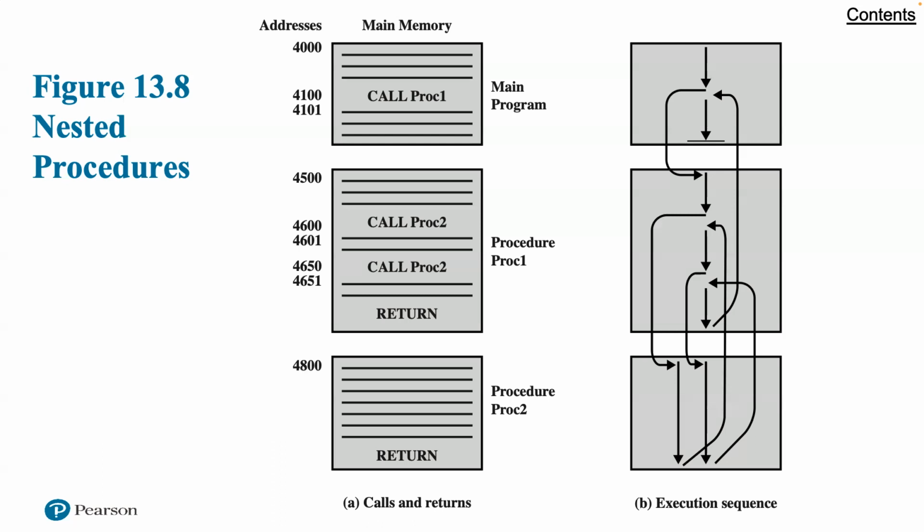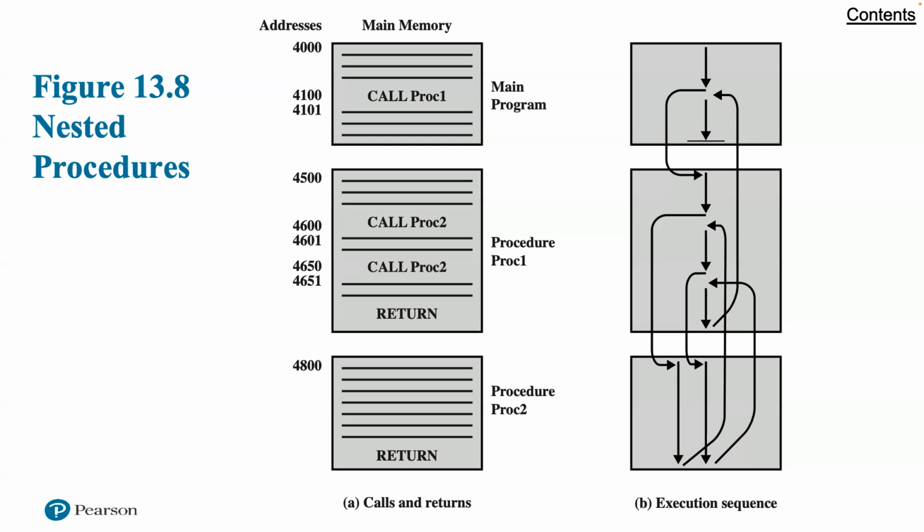Three points are worth noting. One, a procedure can be called from more than one location. Two, a procedure call can appear in a procedure. This allows the nesting of procedures to any arbitrary depth. And three, each procedure call is matched by a return in the called program. Because we would like to be able to call a procedure from a variety of points, a processor must somehow save the return address so that the return can take place appropriately.